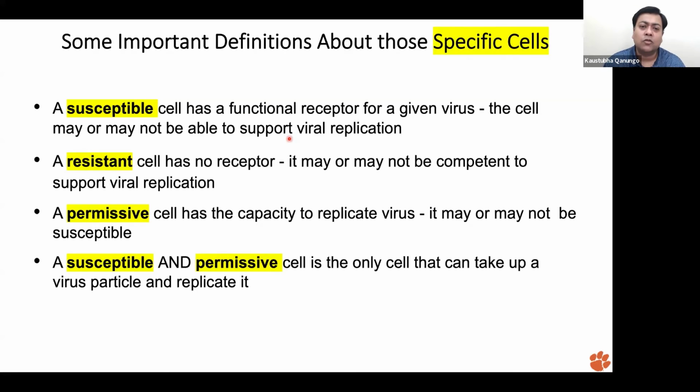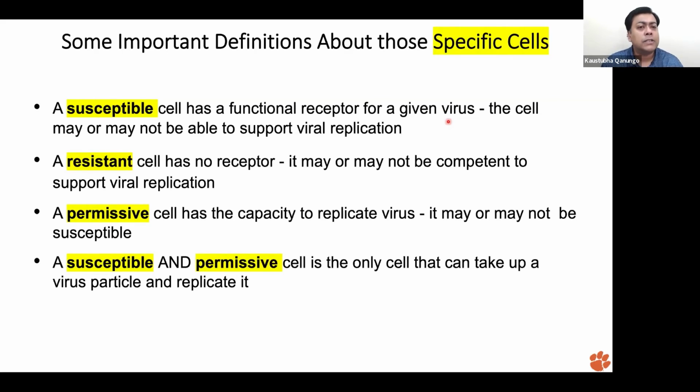Red blood cells actually do not replicate anything because they do not have the ribosomal machinery, so that doesn't come into play as well. But white blood cells, yes, some of them may have ACE2 receptors, some of them may not. But a susceptible cell will have to have a functional receptor for a given virus. This will allow it to enter.